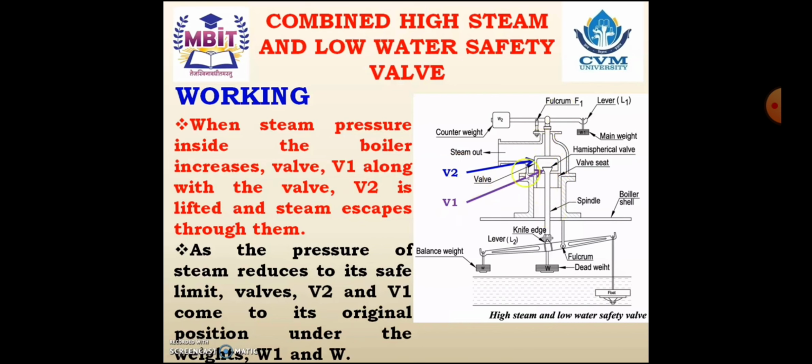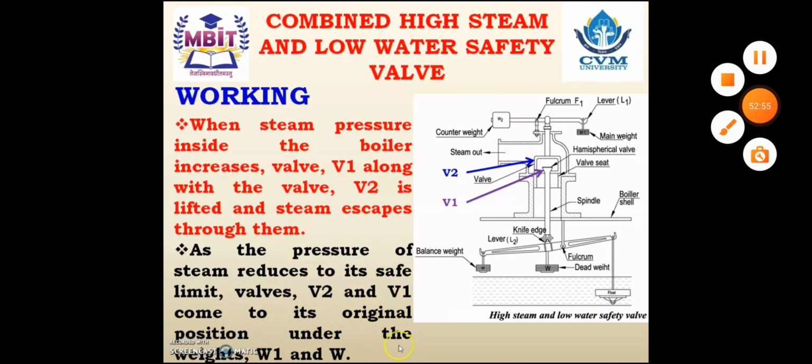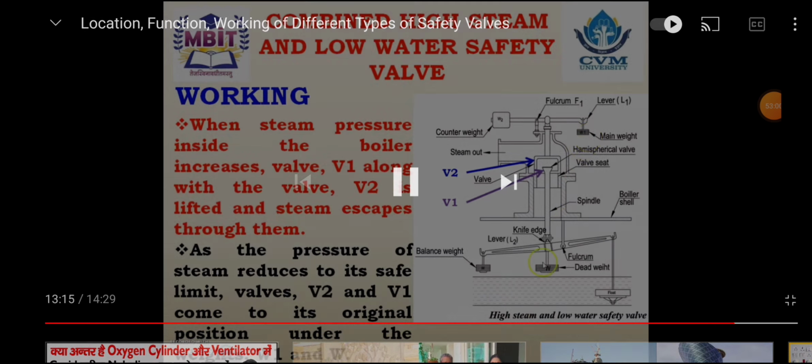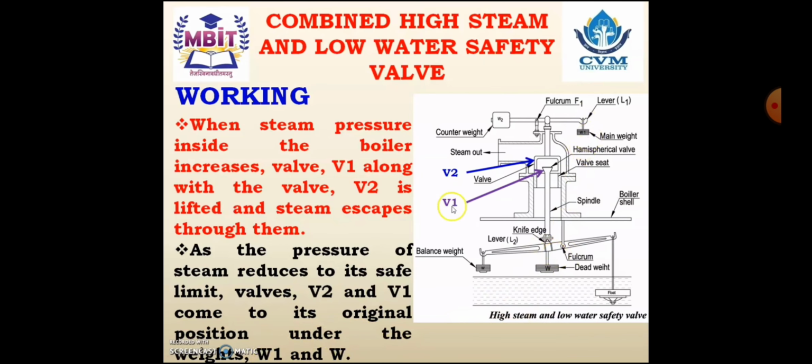As both the valves are lifted, steam can escape from here, and it will reduce the pressure of steam. Now as the pressure of steam reduces to its safe value, valves V2 and V1 come to their original position under the weight W1 and W. That is how valve V2 is operated to control the high steam pressure.